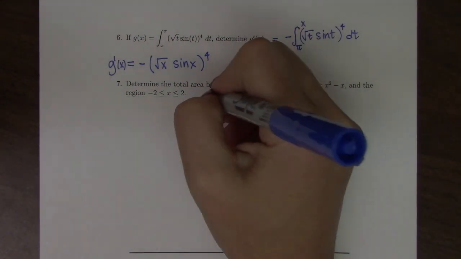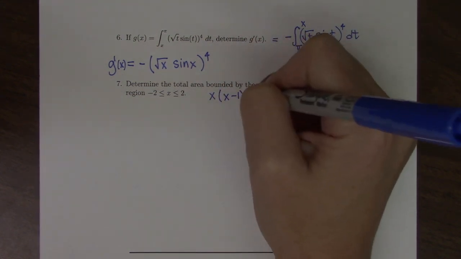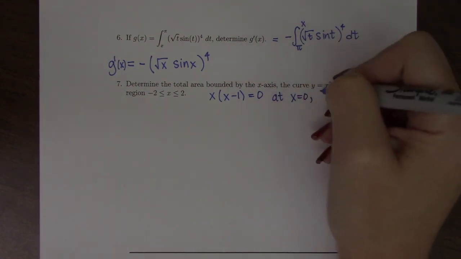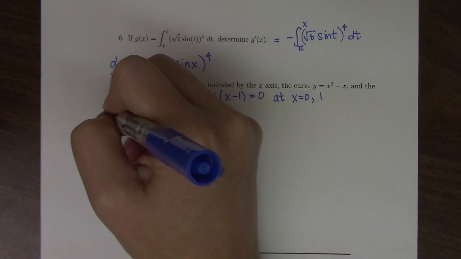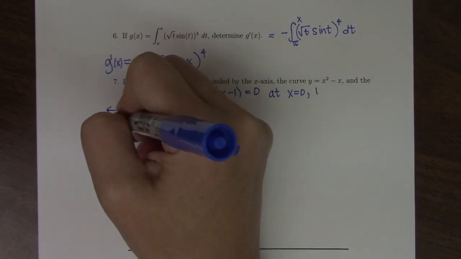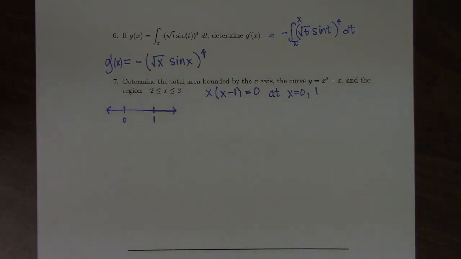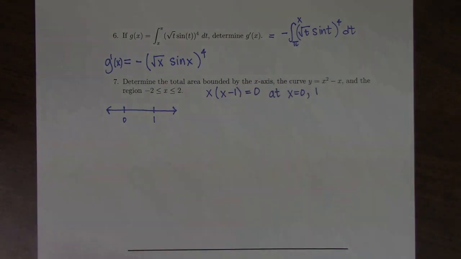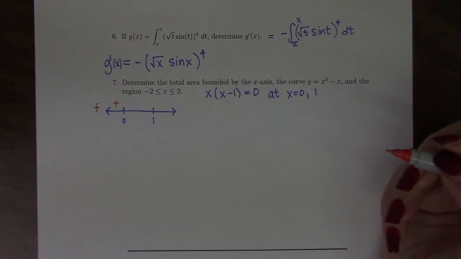So if we look at this function, this is x times x minus 1, and if I set it equal to 0, I see that it's 0 at x equals 0 and positive 1. So if I set up a number line and I plot 0 and 1, I can see if I pick some values in these intervals, well, if I plug -1 into this function, I get a negative times a negative, which is a positive. So the function is positive in that region.